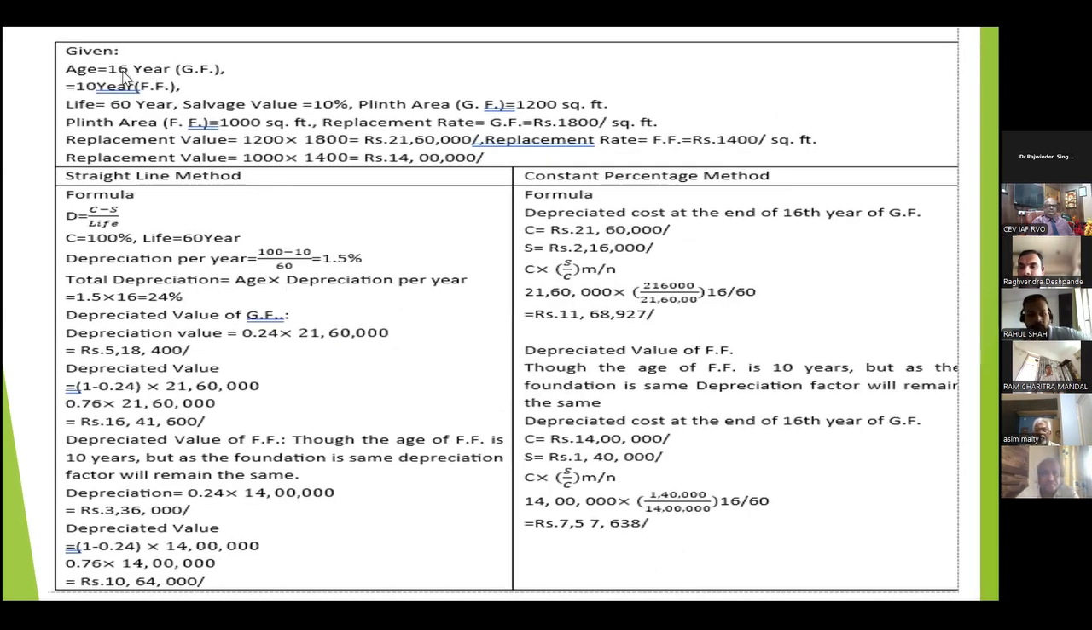See here, age is 16 years for the ground floor, life is 60 years, salvage is 10%, plinth area of the ground floor is 1200 square feet, first floor is 1000 square feet, replacement rate of the ground floor is 1800 per square feet, replacement rate of the first floor is 1400 per square feet. So you calculate the replacement value of the ground floor: 1200 into 1800, 21,60,000, and the replacement value of the first floor as 1000 into 1400, 14 lakh. So this is the replacement value of the ground floor and first floor.